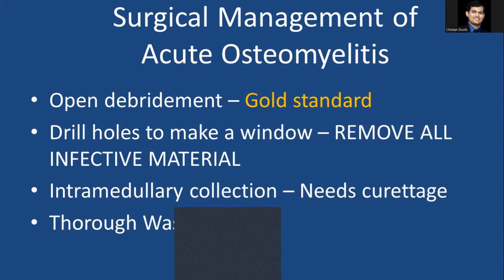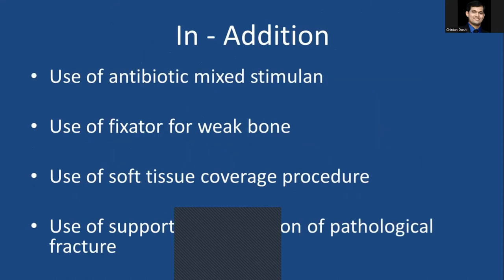In addition to this thorough debridement, we use antibiotic mix Stimulan at times when the infection is very severe. We use fixators if there is a pathological fracture or we suspect that it's going to cause a pathological fracture. In cases where there is already a sinus or discharging pus, a soft tissue coverage procedure may be required at a later date, once the sinuses and everything have healed and if there is an open wound.